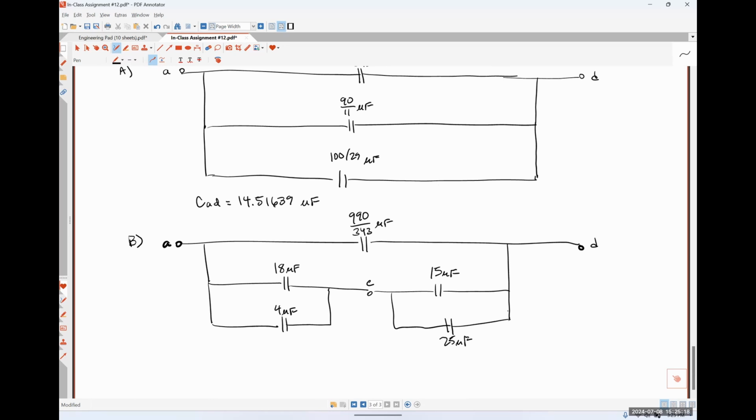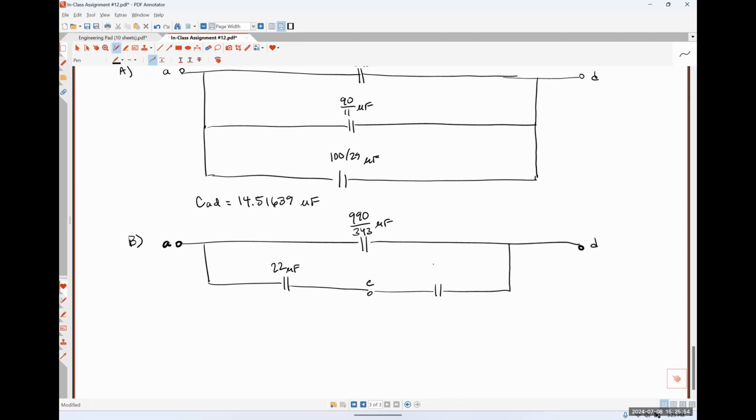All right, so what does 18 in parallel with 4 look like? 22. Yep, just simply add them together. And what does 15 in parallel with 25 look like? Forty. Yep. Haley's doing all the heavy lifting today, apparently.